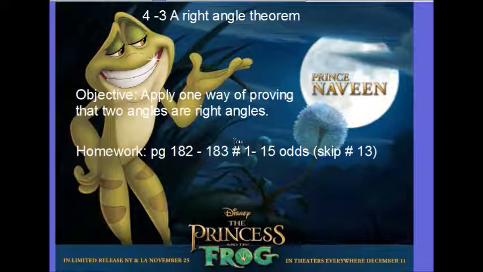Welcome to Section 4.3, a right angle theorem. Our objective is to apply one way of proving that two angles are right angles. In class, we're going to work on pages 182 to 183, 1 through 15 the odds, but we're going to skip number 13. Number 13 is a case of the missing diagram, so if you're dying to get a little extra practice, have at it.